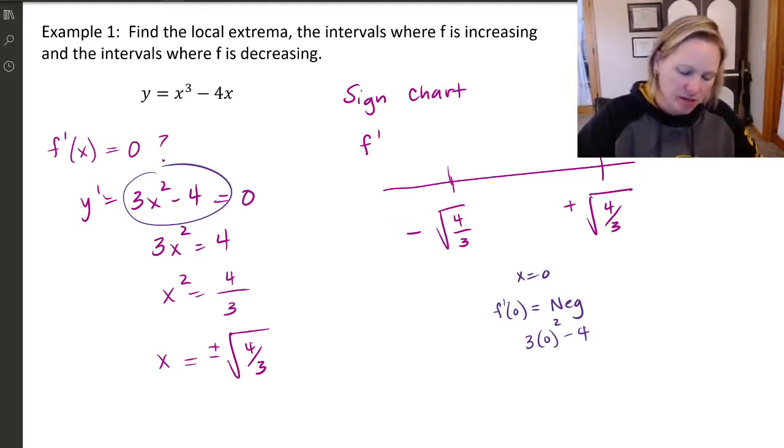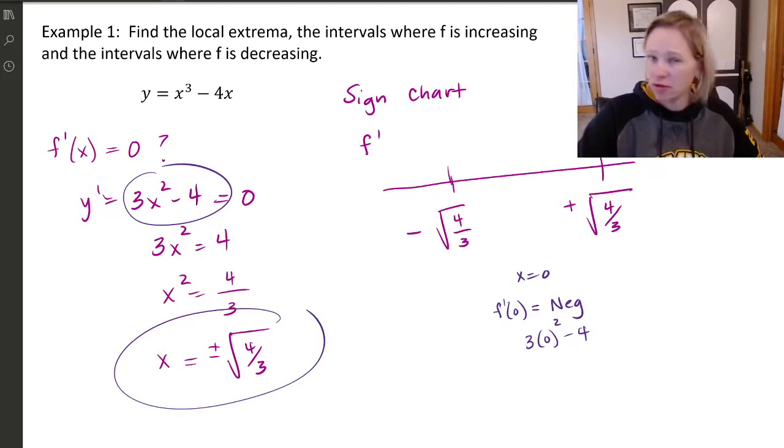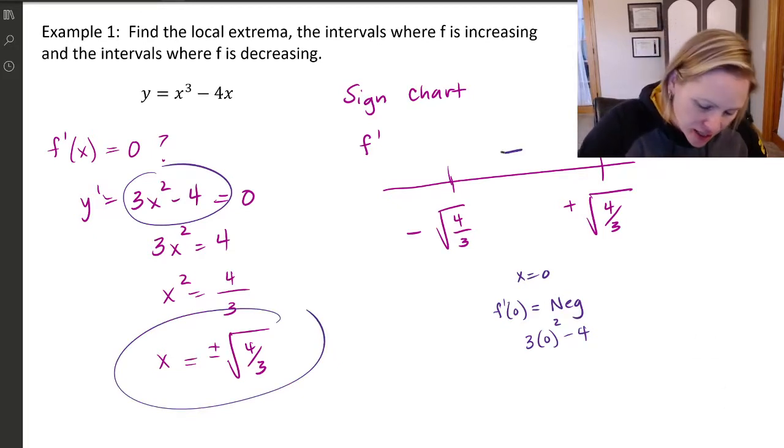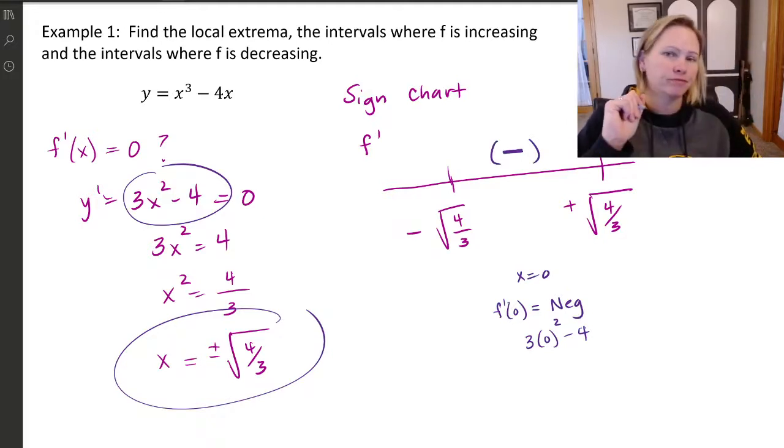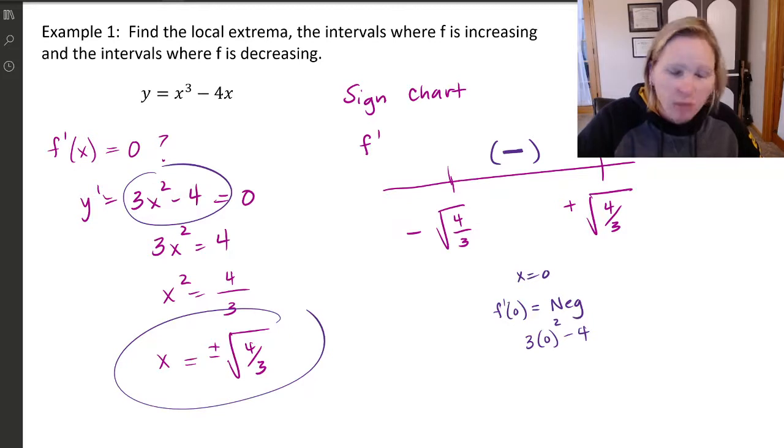The only thing I put on my sign chart are my critical values. So these two values that I found right here where the derivative is 0. And then the only other thing that I'm going to put up here is that it's negative in the middle. Okay, so that means it's decreasing between those 2 points.